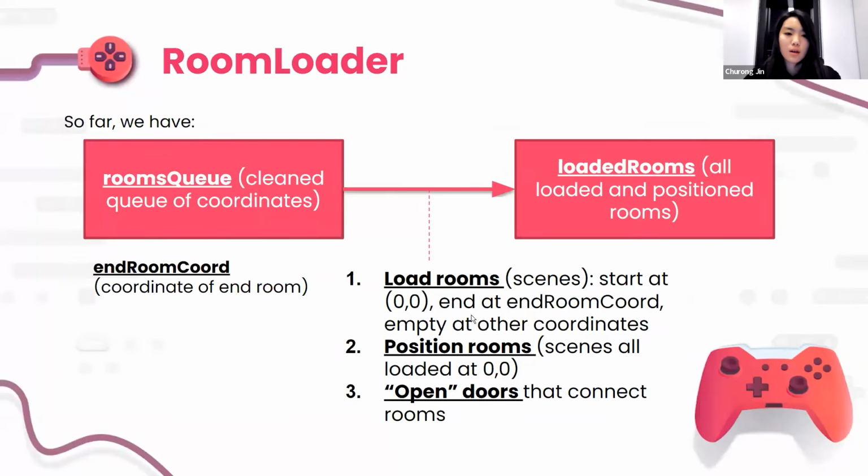all the other coordinates. After that, since all of the scenes are going to be loaded at the origin by default in Unity, we have to position all of the rooms to be in the right places. And then finally, we're going to open the doors that connect the rooms. And while doing this, we're going to move the rooms that we loaded from the queue into a list called loaded rooms, which is going to store all the loaded and positioned rooms, basically.